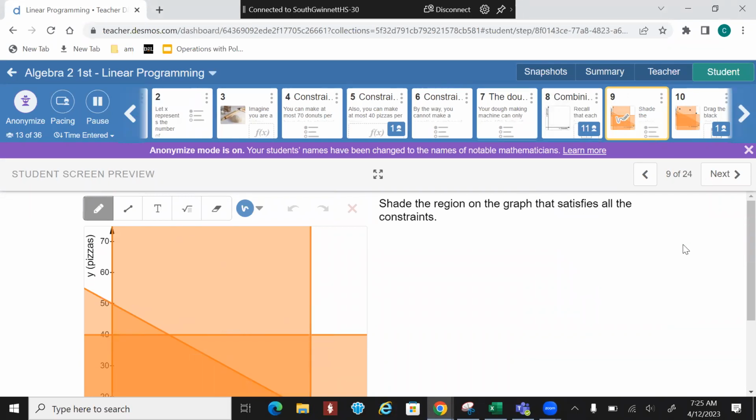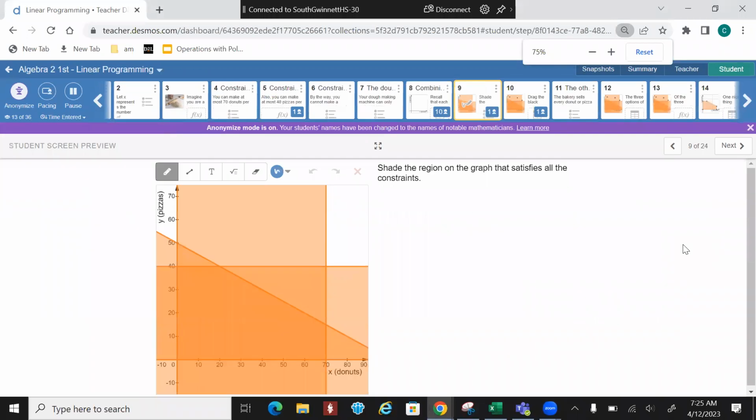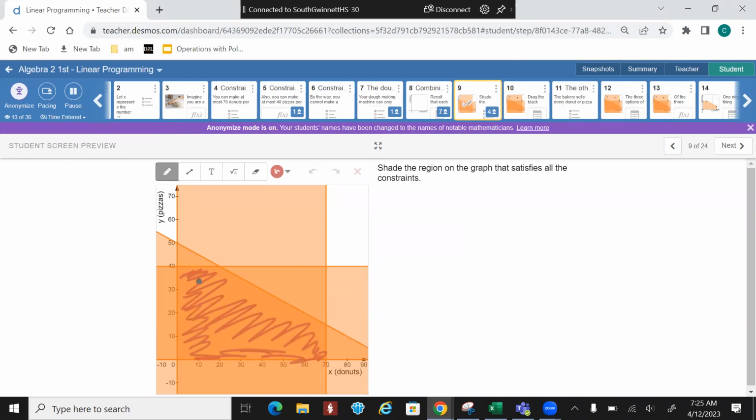All right, so looking at the next one, it says shade the region on the graph that satisfies the constraint. So you're taking your pen and you're going to shade that region. Go and do that now. Look at my awesome squiggles.